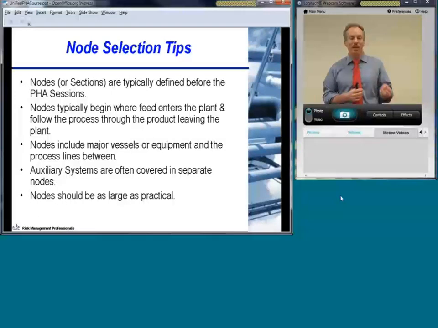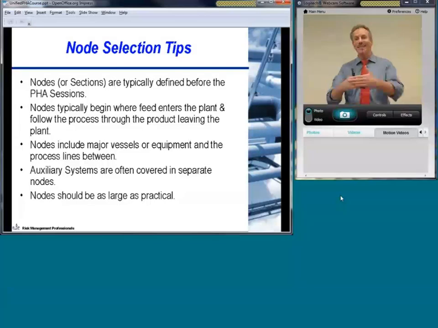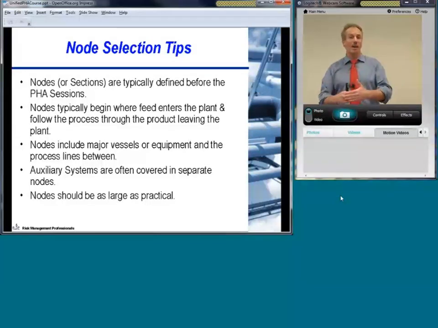And also, you may want to cover auxiliary systems in a separate node. And as I mentioned previously, make sure the nodes are as large as practical. What you want to do is, when the team has to consider those process dynamics and what goes on at the facility, you want to make sure that they think about similar events at the same time. Okay, some good examples of node selection.